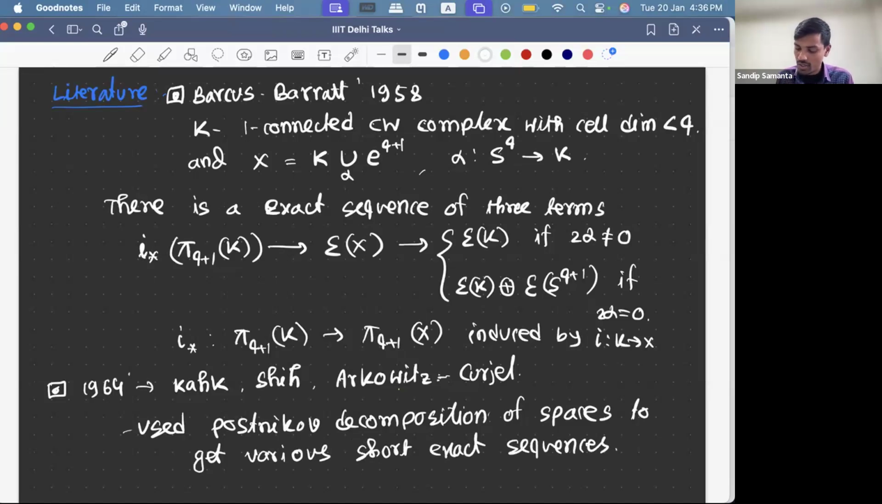In the next talk we'll see specifically how this Postnikov decomposition is done. I'm just saying for the timing that there is this decomposition, which is important because it gives a step-by-step inductive process to get information about this EX.